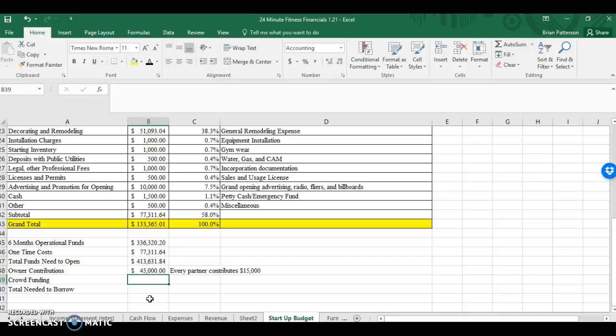Now crowdfunding. For Kickstarter, we're hoping we'll raise $20,000. We'll say $20,000 Kickstarter campaign. And then we see how much money is left that we need to borrow from the bank. We start with this number minus the money I'm already spending minus our Kickstarter campaign. And this is how much money is left over. Done.